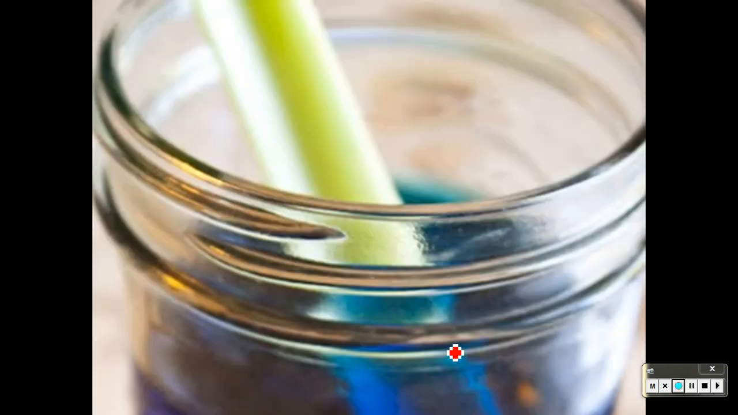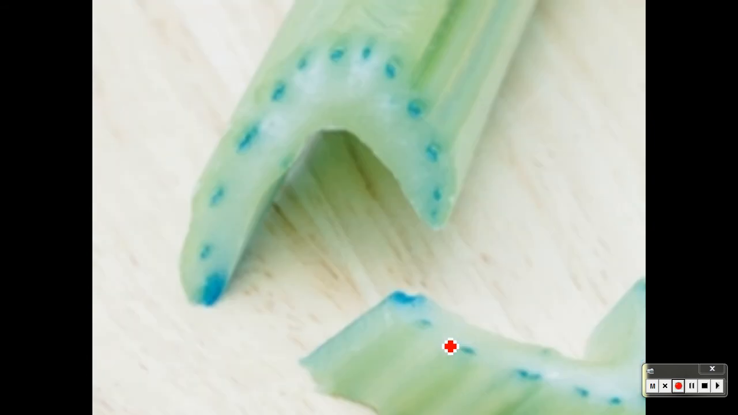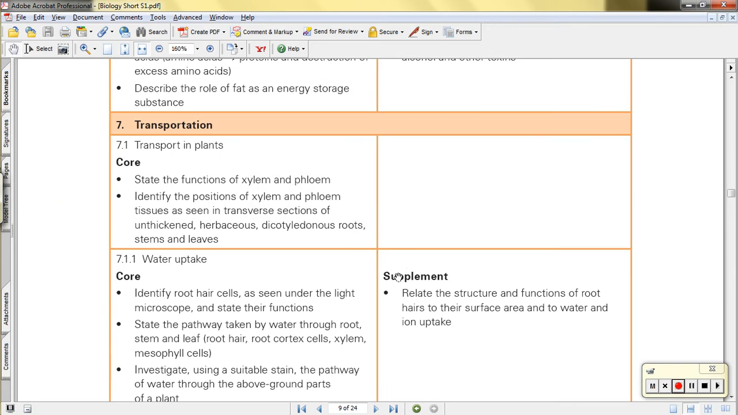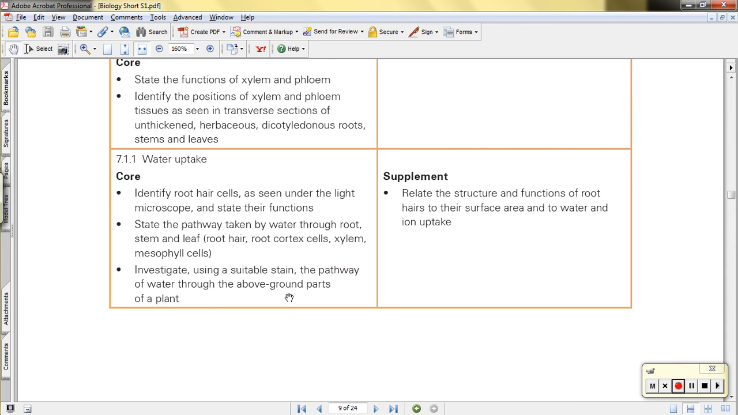A quick experiment to show you how xylem work. If you take a celery stalk and put it in some food coloring and some water, you'll notice that the leaves start to turn that color in a couple of days. And then you can identify the xylem and the vascular bundles, with the xylem in the middle. Okay? So let's just double check this. Suitable stain pathway. So food coloring works just fine.